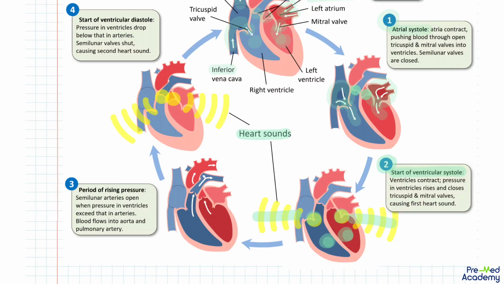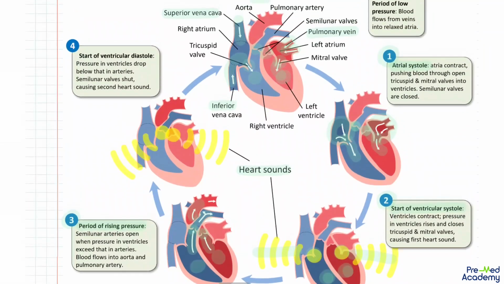Next we have a time period of rising pressure, shown as number 3. The more the ventricles contract, the more the pressure inside the ventricle increases. And eventually the pressure in the ventricles exceeds the pressure in the arteries that leave the heart. This pushes the semilunar valves open, and blood spurts into the aorta from the left ventricle, and into the pulmonary artery from the right ventricle.